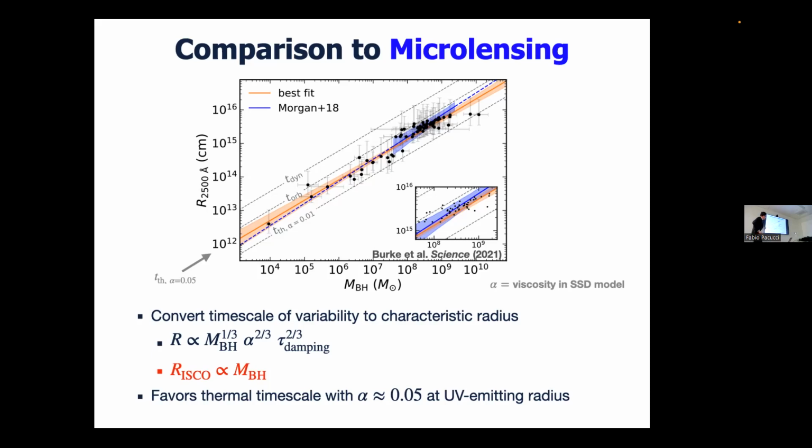So we think this at least shows that the variability timescales that we're seeing could be consistent with the timescale of thermal fluctuations in the accretion disk. It doesn't say anything about what drives those thermal fluctuations. That could be many different things. We don't know. But the fact that we're seeing this normalization using the microlensing data and a slope that seems to be consistent with a thermal time, if you believe that, then perhaps this favors a viscosity of 5% at the UV emitting radius in the disk.